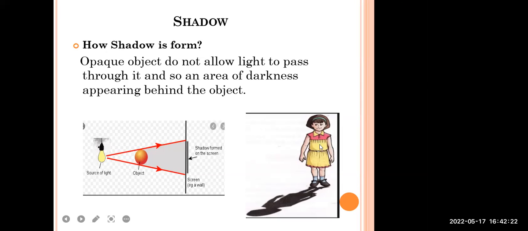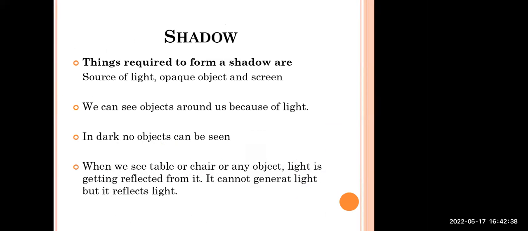or you may be getting a false size by using the shadow. Now this girl is standing in the sun, and we are getting a shadow on the floor. So because of the opaque object, light cannot pass through it and we are able to see the shadow of that object. The things which are required to form a shadow, that means a source of light, an opaque object and a screen, are required to form a shadow.